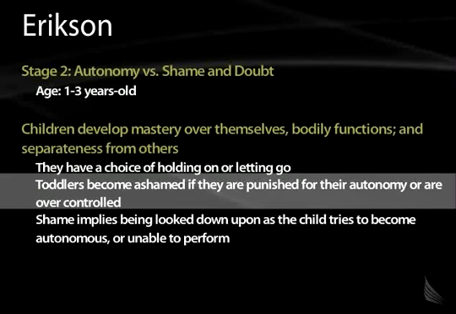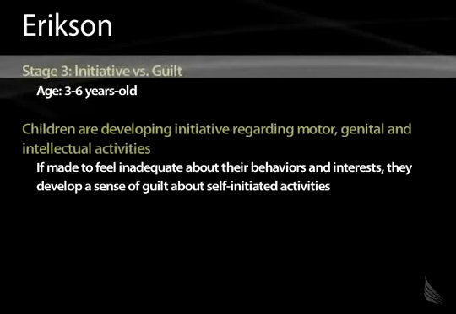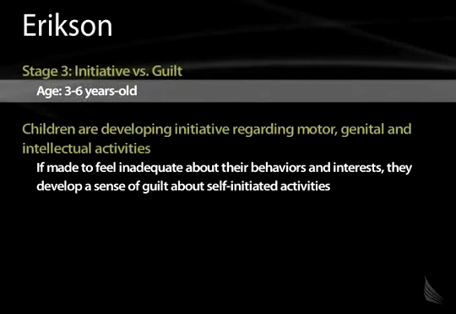Where shame and doubt comes in is that they become ashamed if they're punished for their autonomy or if they're over-controlled. Also, around the age of 2, kids frequently use the word no. What does no mean? It seems like an act of defiance. But really, when kids say no, they're trying to increase their autonomy, they're trying to get their separateness from their family. So that is why this fits into the stage of 1 to 3. And if you don't give the child enough autonomy, if you don't let the child learn to pull away, they start feeling shamed.